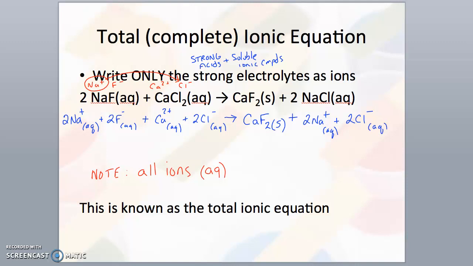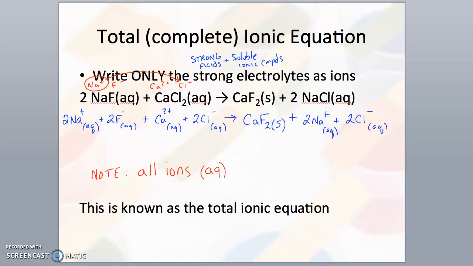For this, we must write everything that dissociates completely in water. To make this simple, we need to realize that only two things will ionize completely in water, and these are strong acids and soluble ionic compounds. There are only 6 strong acids, so these can be memorized. Ionic compounds need to be identified, and the solubility chart will be used to determine if they are soluble.